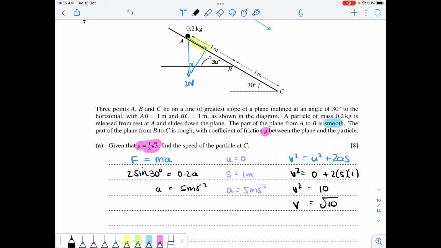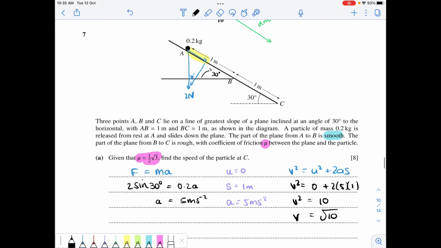So now that we have the speed at particle B, we need to think about what's going on. So let's just draw that particle B is now, there's the particle at B, it's at its new location, and let's now reconsider the forces acting on the object. So once again, we have the weight component, and we have friction, okay, because there's now a coefficient of friction. Friction is always acting against the direction of motion.